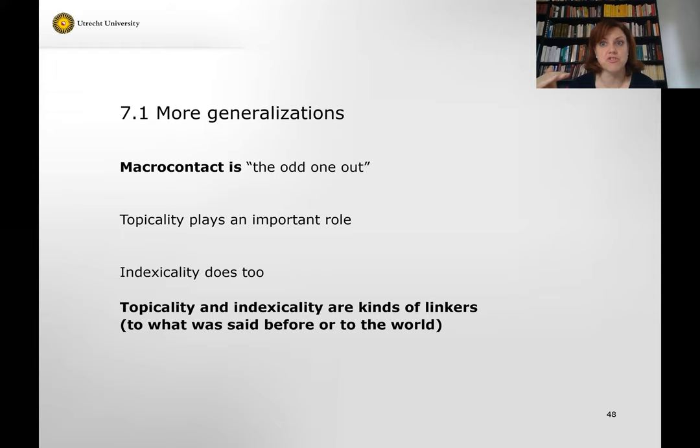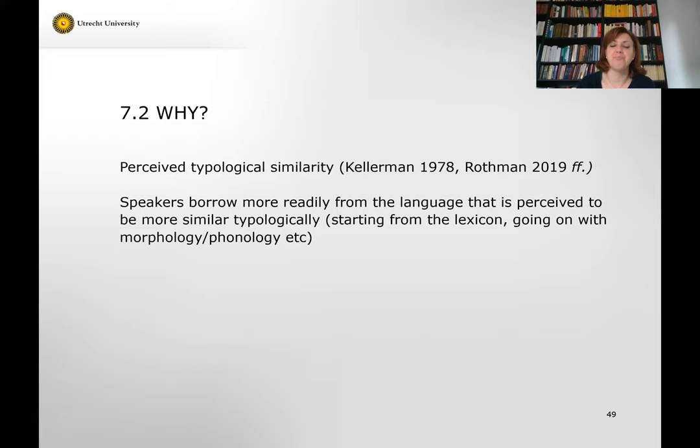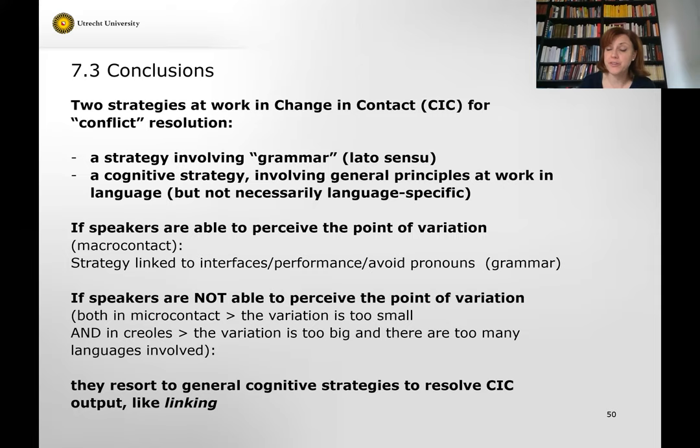So basically, what we see is, again, the conclusions: if speakers are able to perceive the point of variation, they will follow all the strategies that we know from the literature. But when they are not, they resort to some general cognitive principles, probably linking. They first link to the environment via indexicals, deixis, or they link to discourse, to what has been said before. Of course, linking to discourse is more difficult because that involves a lot more processing, more computation, let's say. And that is why, when you look at pure topicality in itself, it seems that it changes a lot. It changes a lot because it's difficult, but it is there as a basic cognitive structure.